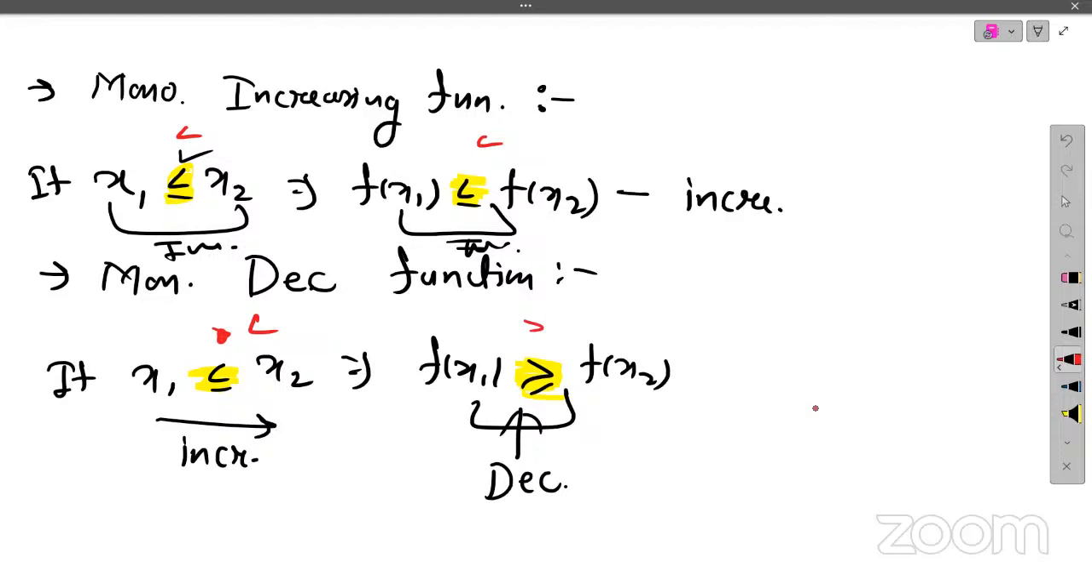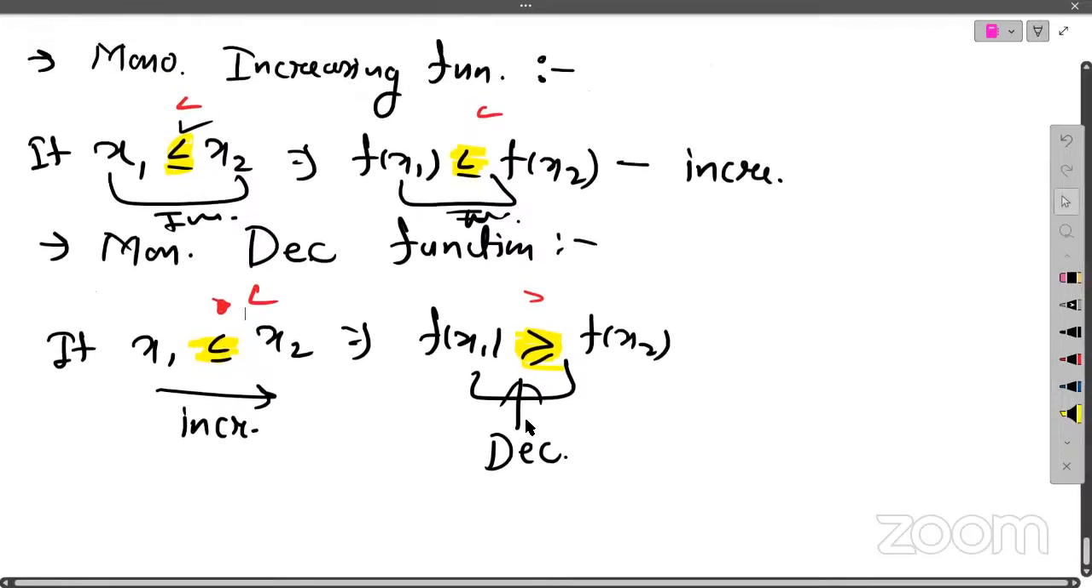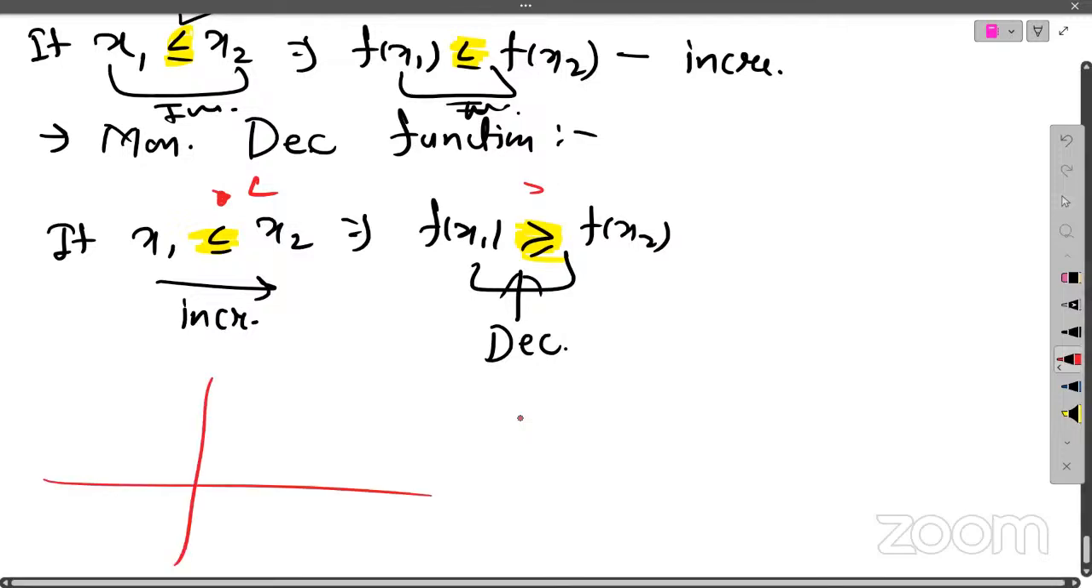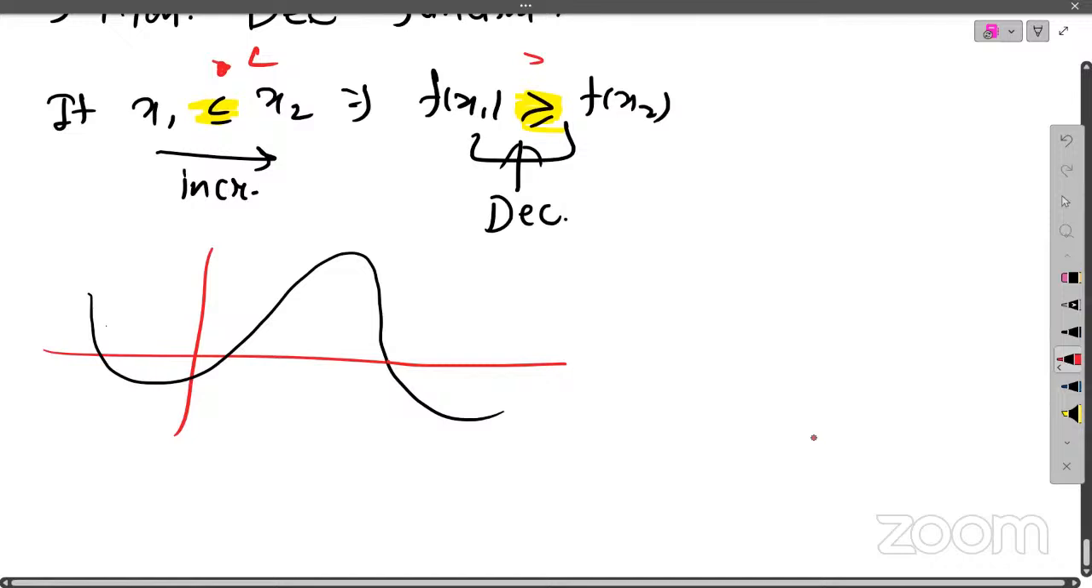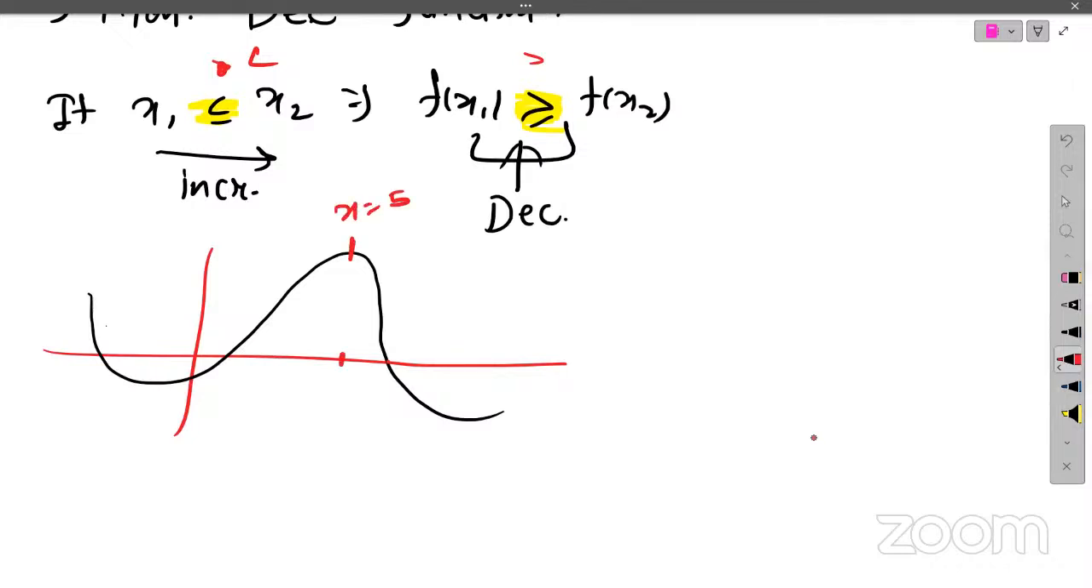Okay, the graph. The graphs are very easy for this kind of function. Suppose you have a graph something like this, and suppose this point is x equals 5. Now from this point, let's name it x equals 1, to x equals 5, the function shows an increasing behavior.